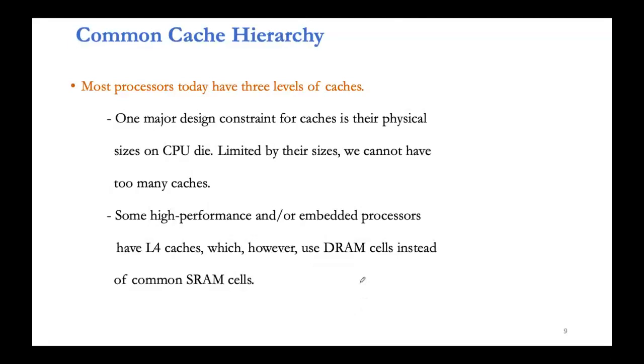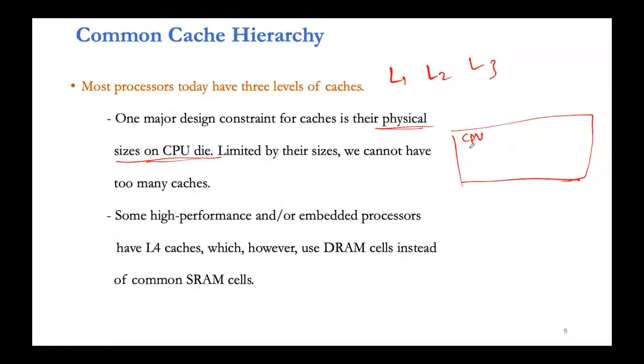So what is the common cache hierarchy? As we just saw in the previous diagram, most processors today have three levels of caches: the L1 cache, L2 cache, and L3 cache. One major design constraint for these caches is their physical size on the CPU die. That is what we have seen just now.